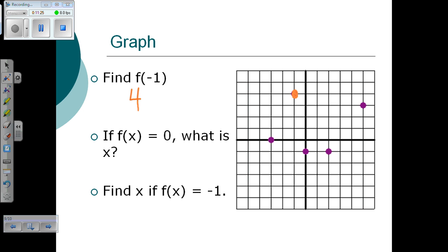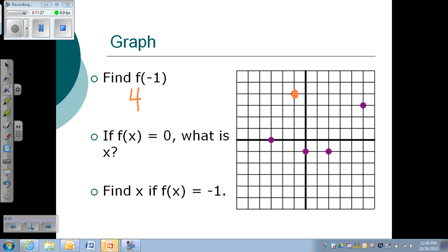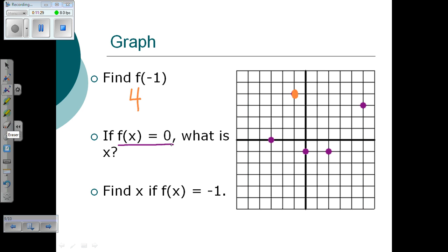Okay, in the next question, I asked you to find x if f of x is 0. So this time I'm giving you that the output is 0. Well, that's like y. F of x is the same as y. So I'm telling you y is 0 and asking you to find x. So on the y-axis, I need to go to where y is 0, and then I need to figure out what x value has a y value of 0, and that's right here. So the correct answer is -3.